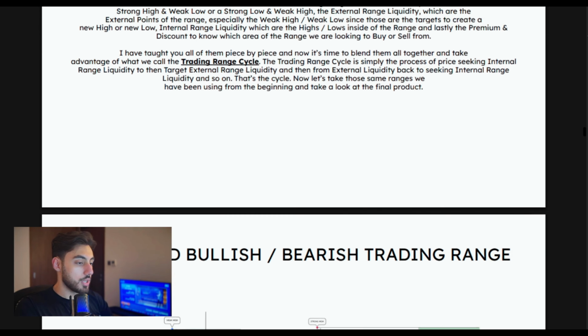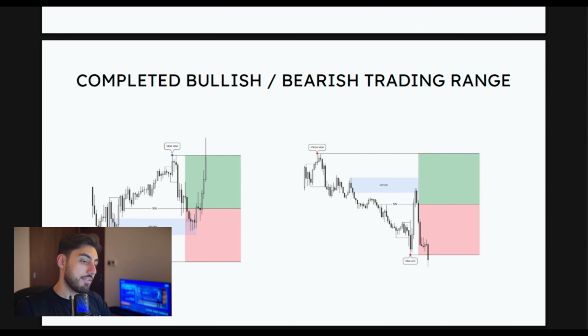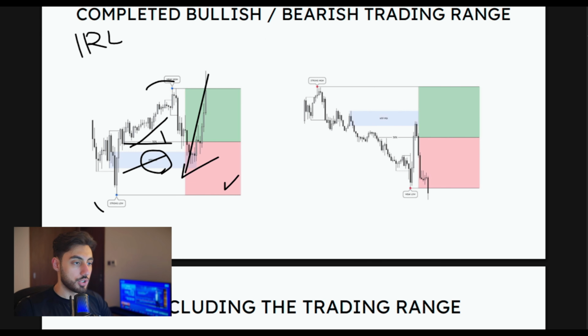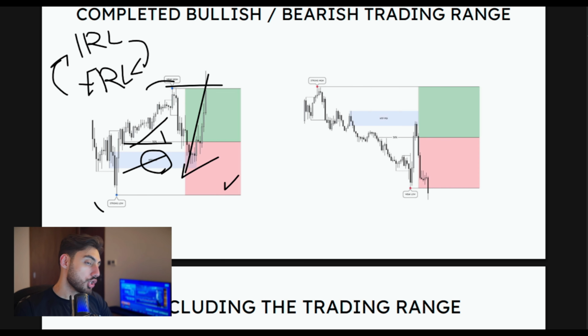So what is the trading range cycle? That means once you have the range, you're expecting the internal to get taken out. Price, let's say in this case, comes to the discount area, taps the high time frame POI and goes for the external point. So basically internal to the external point here, and external to the internal point here. This is going to be your range cycle.